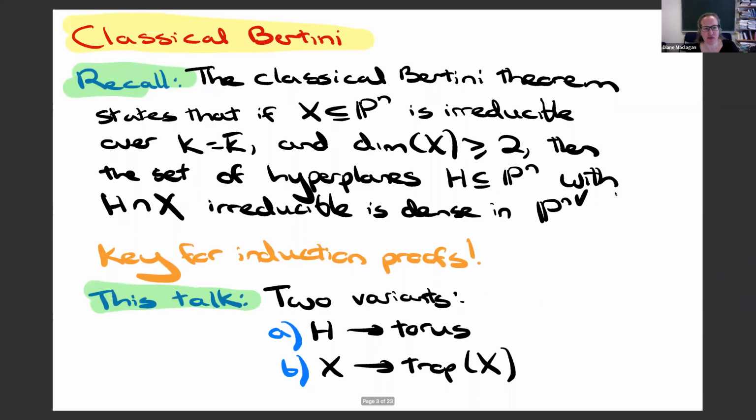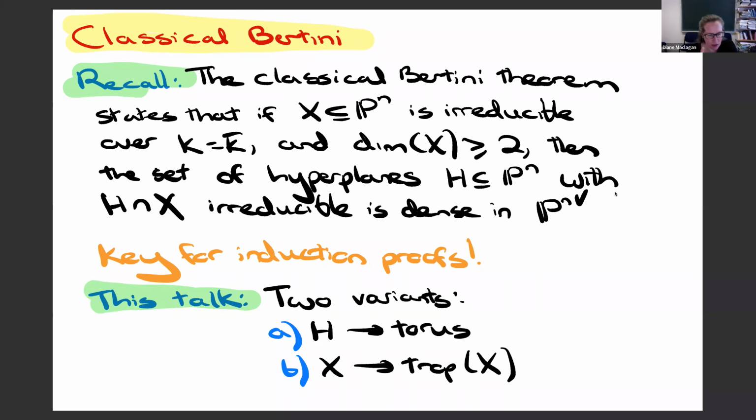Okay, so anyway, that's my cartoon, summary of the talk, we're all done. But to actually give some details, to check that we are all on the same page, let me remind you of what I mean by the classical Bertini theorem. So we're going to start with an irreducible subvariety of projective space over an algebraically closed field of dimension at least 2. And then the result is that the set of hyperplanes in projective space, for which when I slice my variety with these hyperplanes, I still have something irreducible, that set of hyperplanes I want to think of as dense in the dual projective space.